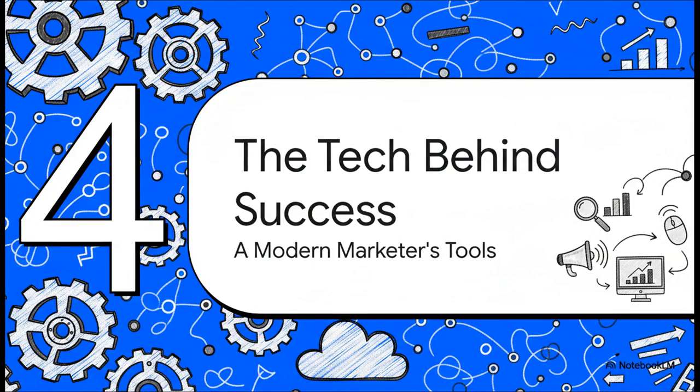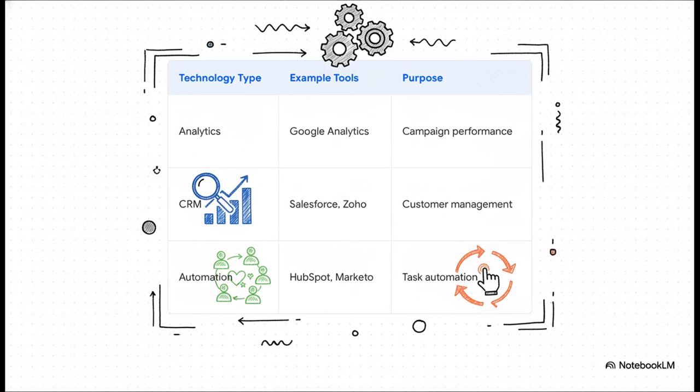So you've got the channels and the philosophy, but how do you actually make it all work, especially when you're trying to grow? The answer is technology. Let's take a look at the essential tools that every modern marketer needs. This is what we call your tech stack. It's a set of tools that all work together.